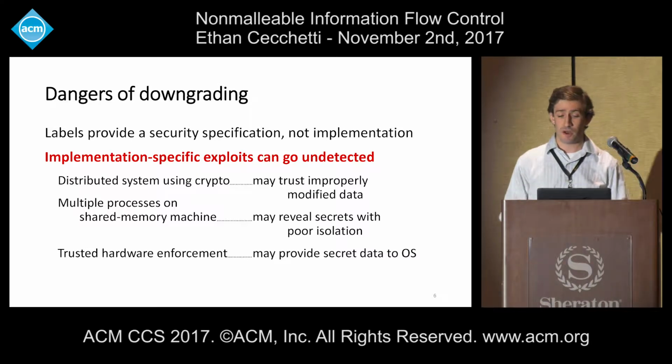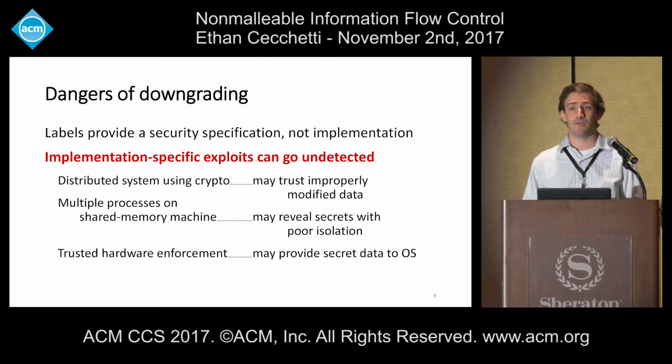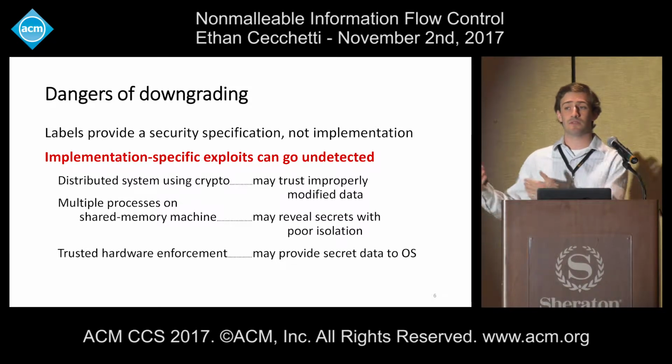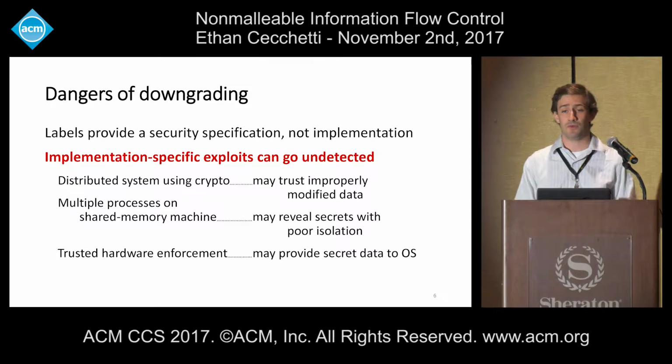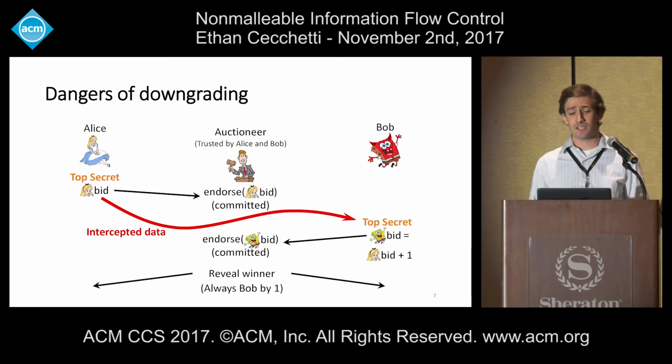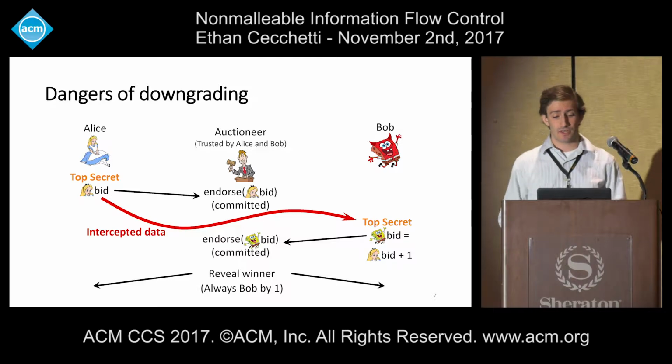We could also enforce our policies using a trusted hardware mechanism. But in this case, a downgrade of some sort could allow for a bug in the program to improperly provide secret data to an untrusted operating system or take information from that operating system and consider it trusted when it shouldn't be. As a specific example, let's look at this auction again.